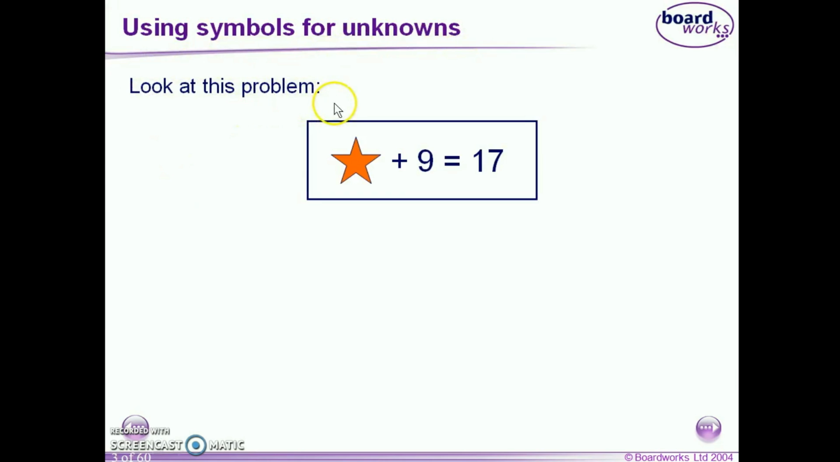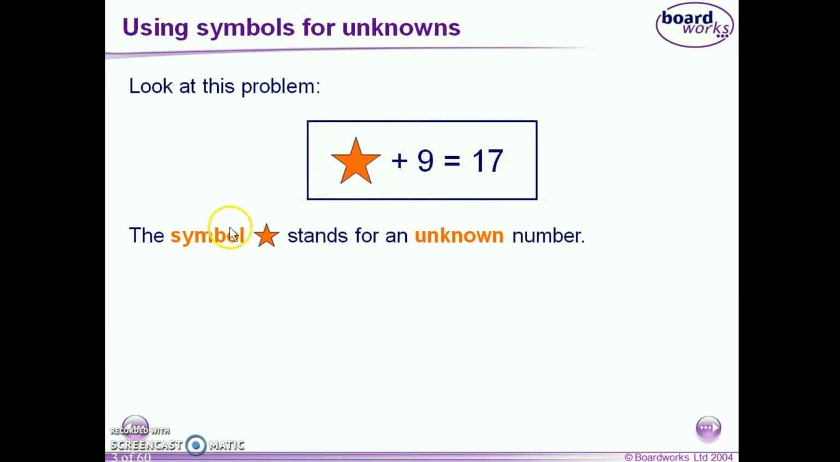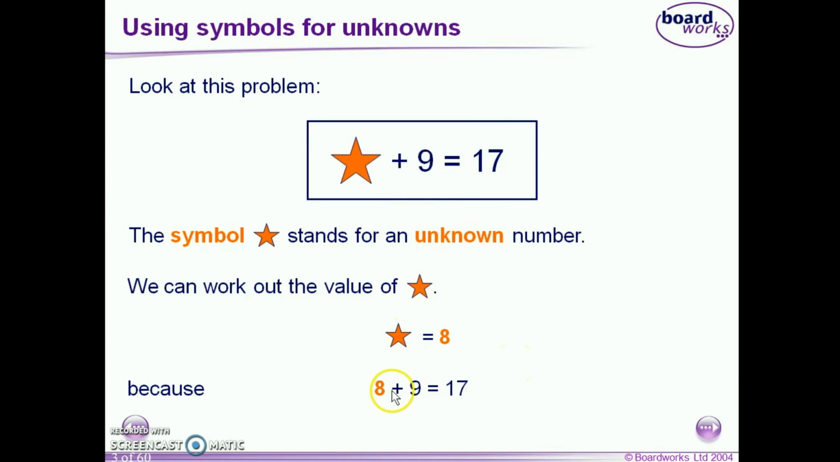Look at this problem. Given that star plus 9 equals 17. The symbol star stands for an unknown number. We can work out the value of the star by using mathematical operations. Since star plus 9 equals 17, we can find the value of the star by 17 minus 9, which is equal to 8, because 8 plus 9 equals 17.